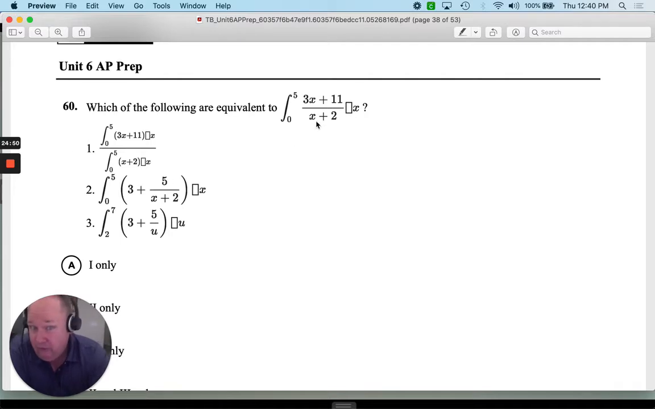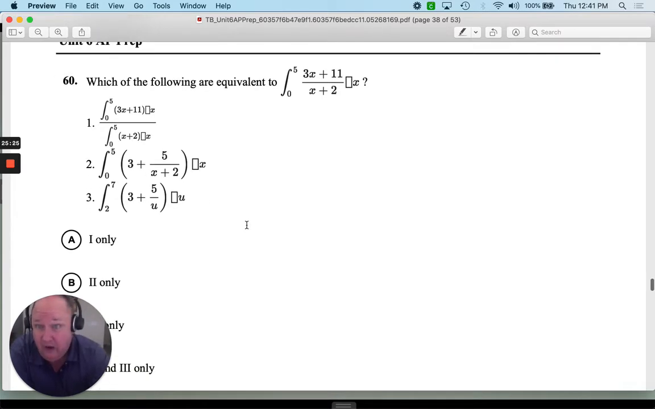For number 2, they did division. So if you did long division, if you went x plus 2 divided into 3x plus 1 and did the long division, that's what you'd end up with. And for number 3, after the long division, if you did a substitution, so if you let u equal x plus 2, then it would be u. Plug in 5 for x, and 5 plus 2 is 7, the upper bound, and 0 plus 2 is the lower bound. So 2 and 3 are equivalent.